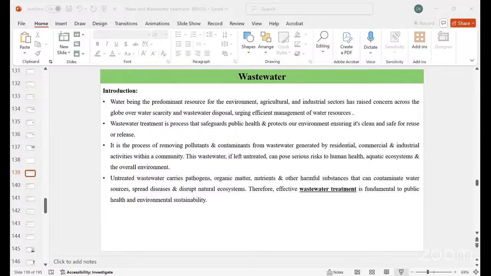If we look into the physical characteristics, first the total solids. Total solids are the total amount of solid material present in the wastewater, which includes the dissolved and the suspended solids, and can be measured by the gravimetric method. Coming to the suspended solids, these are the portion of the total solids that can be retained by a filter. All right.